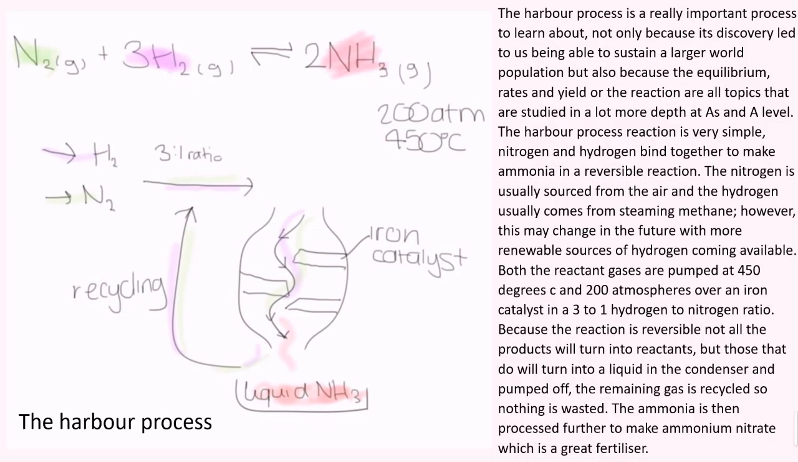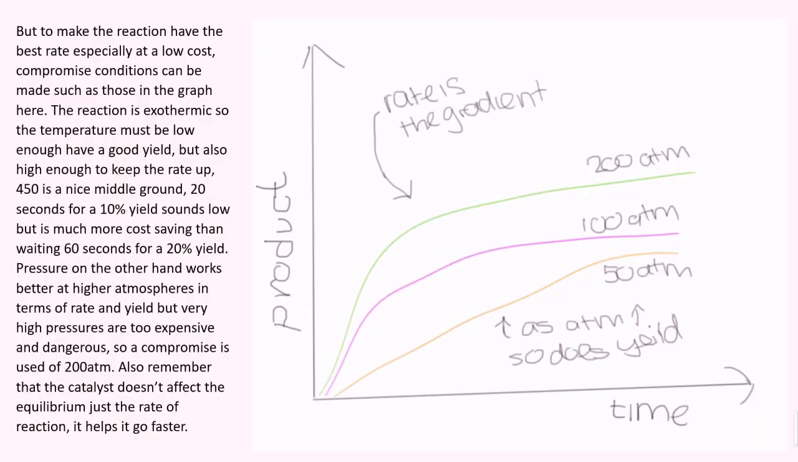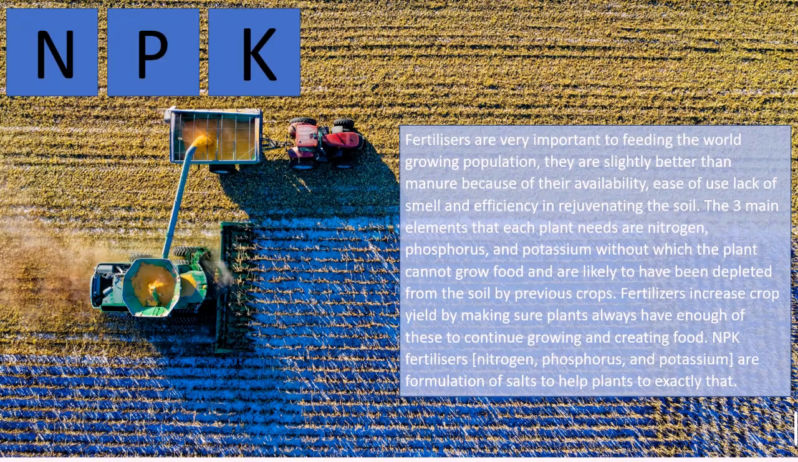20 seconds for a 10% yield sounds low, but is much more cost-saving than waiting 60 seconds for a 20% yield. Pressure, on the other hand, works better at higher atmospheres in terms of rate and yield, but very high pressures are too expensive and dangerous, so a compromise is used of 200 atm. Also remember that the catalyst doesn't affect the equilibrium, just the rate of reaction. It helps it to go faster.